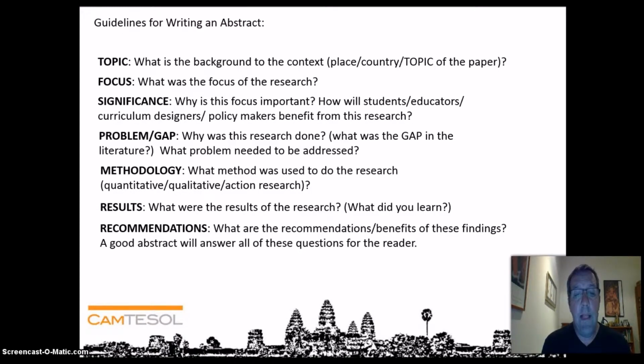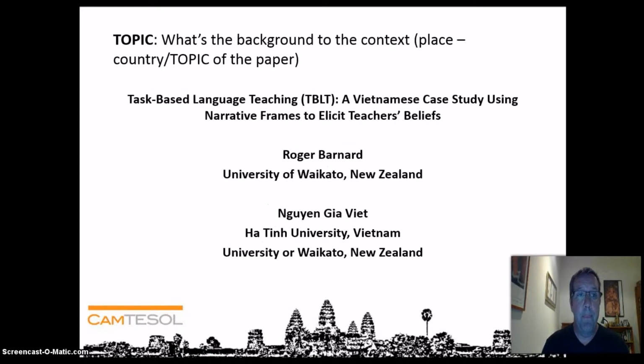A good abstract will answer all of these questions for the reader. Why you did the research, how you did the research, what was the gap, what did you find, and what is useful about this? Why are you writing this paper? How can you help other practitioners in the field with this paper? That's very important to consider, especially if you want to submit a paper for a journal.